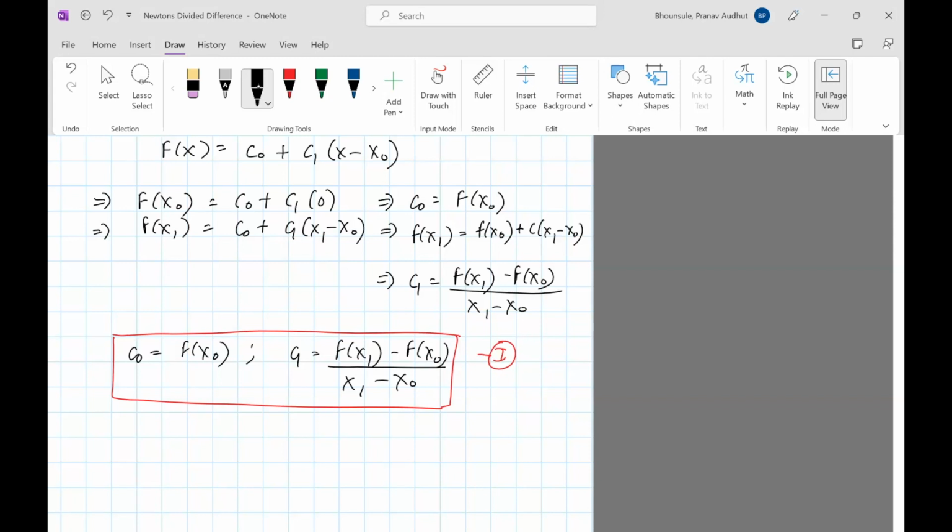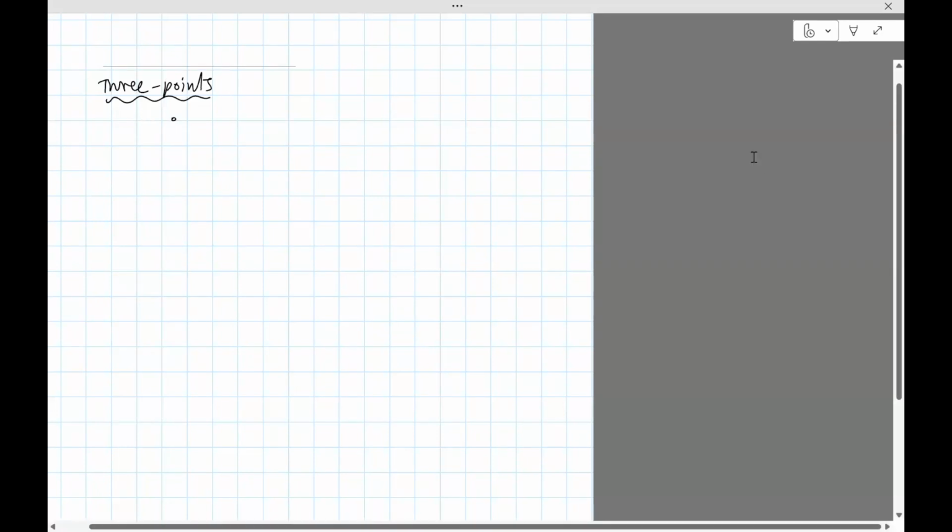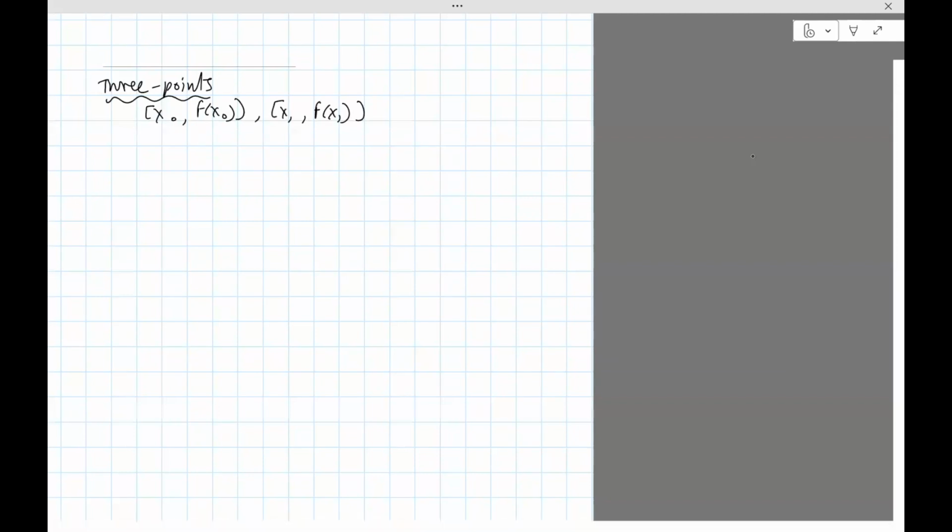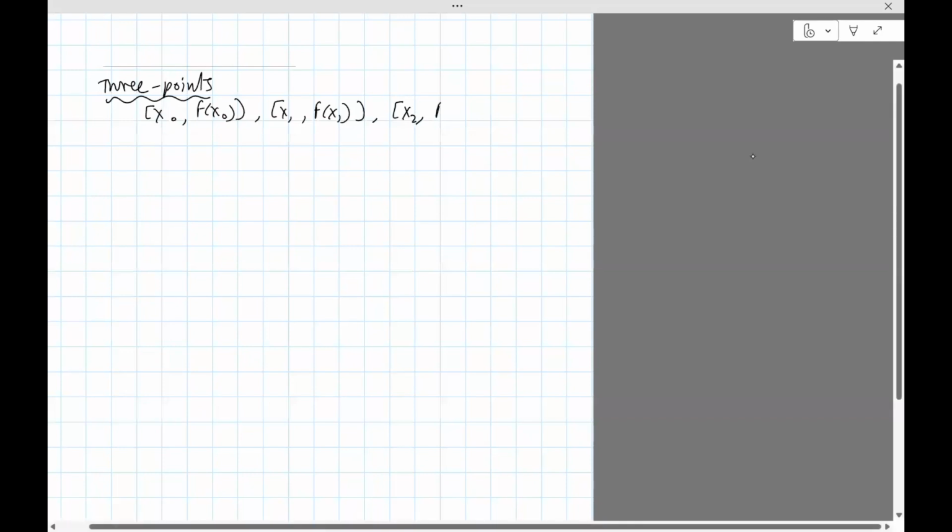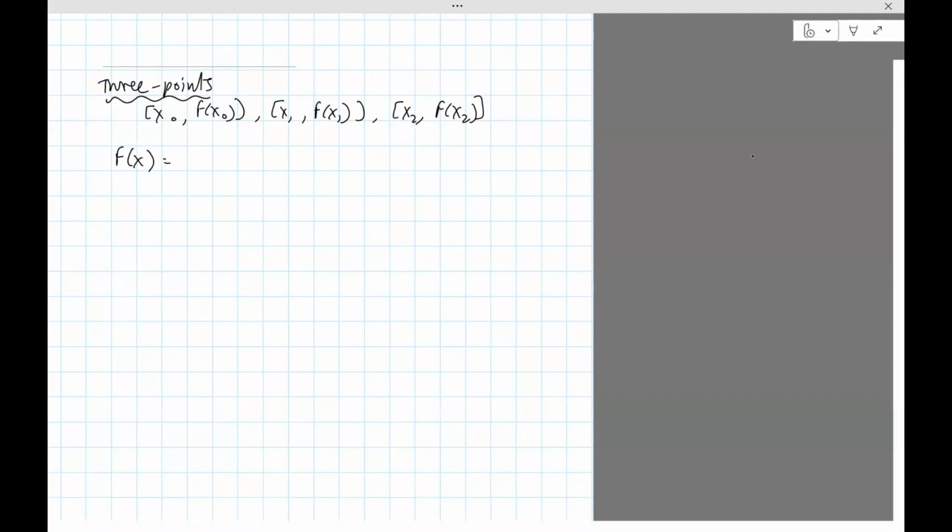Okay, now I'm going to take a step further and do this for 3 points, and then slowly we'll see that the pattern will emerge. So that would be x0, f of x0, x1, f of x1, and then x2, f of x2. In this case, we need a second order polynomial because there are 3 points. So this is how we will assume the polynomial.